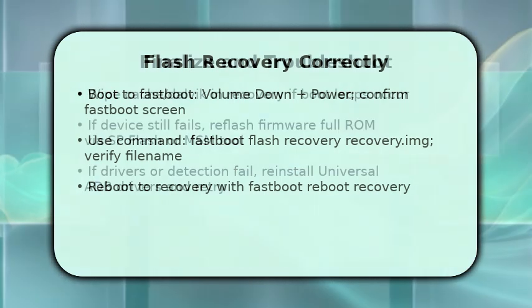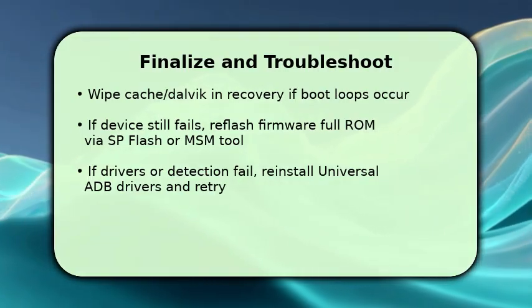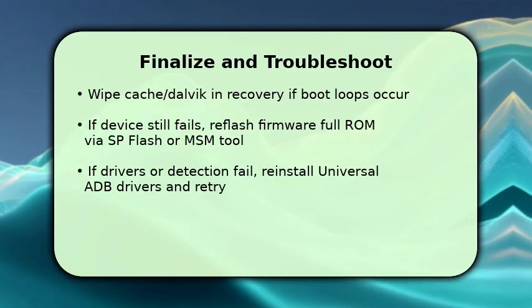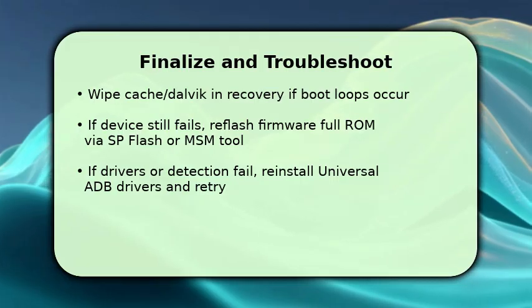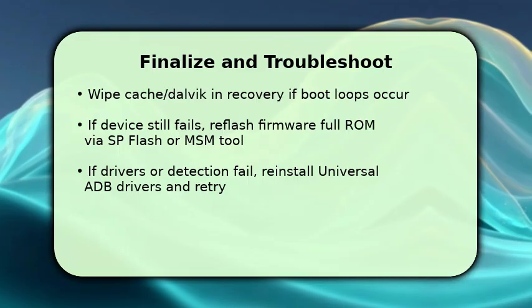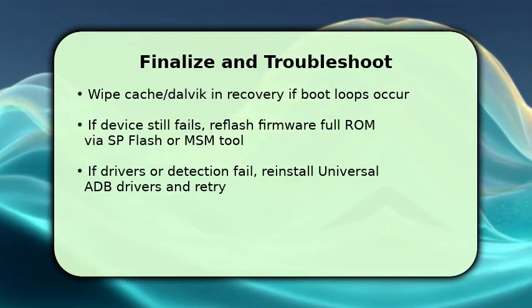You will complete the repair by clearing cache and data as needed. In recovery, choose Wipe Cache or Wipe Dalvik to resolve boot loops, and then reboot system. If the system still doesn't boot, obtain the full ColorOS ROM and use the official flashing tool for your chipset to reflash stock firmware. That's the only way to restore a badly corrupted system.